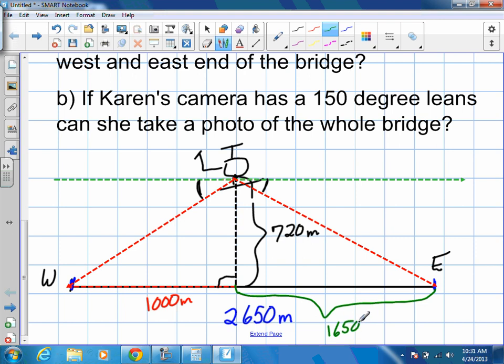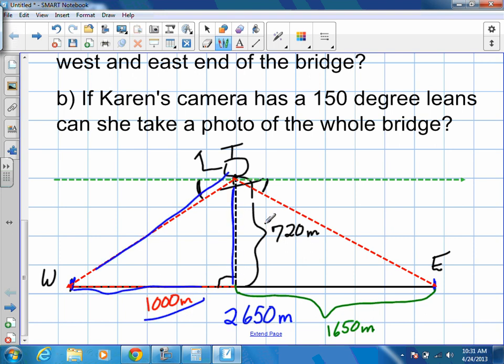So we now have two pieces of information about two separate right angle triangles. Here's the first right angle triangle. Okay, we know that this is 1,000 and the height is 720. And our second right angle triangle, the height is 720 again, and the distance is 1,650. What would be the quickest or most efficient route in figuring out these two angles of depression?